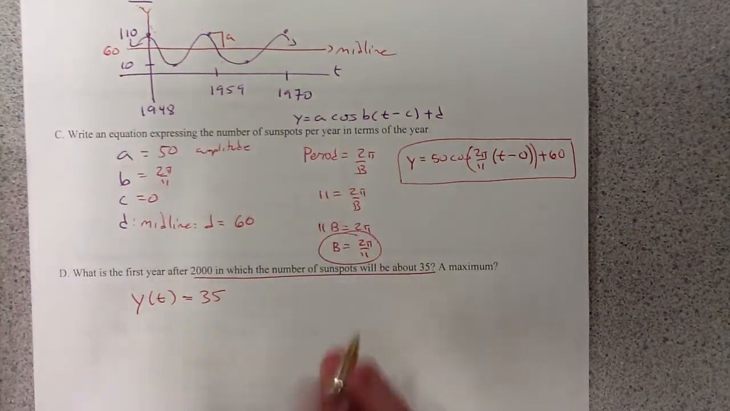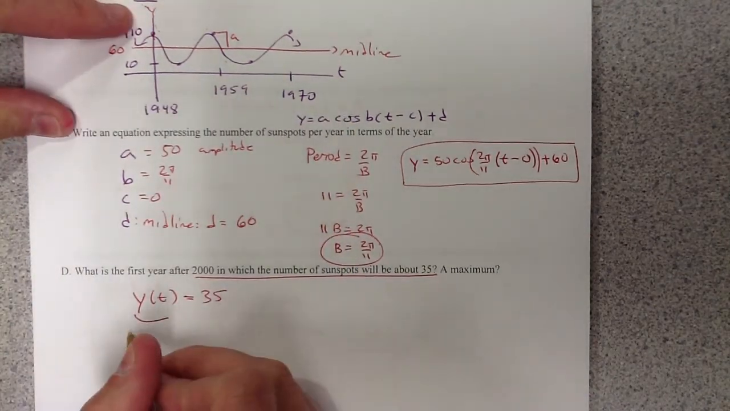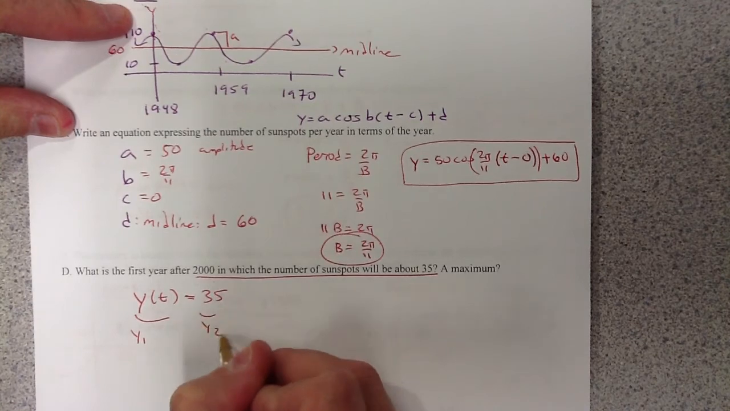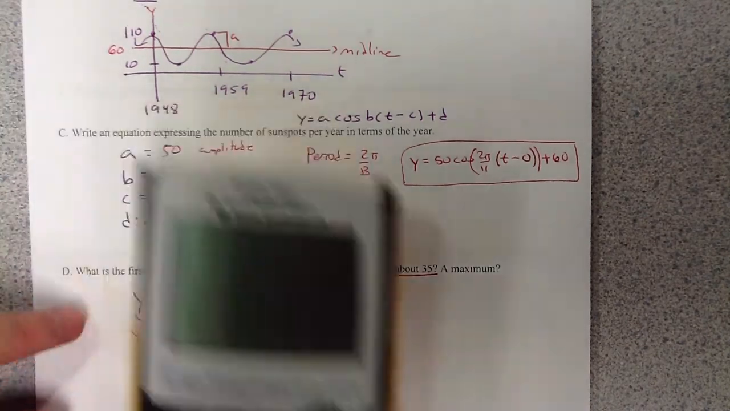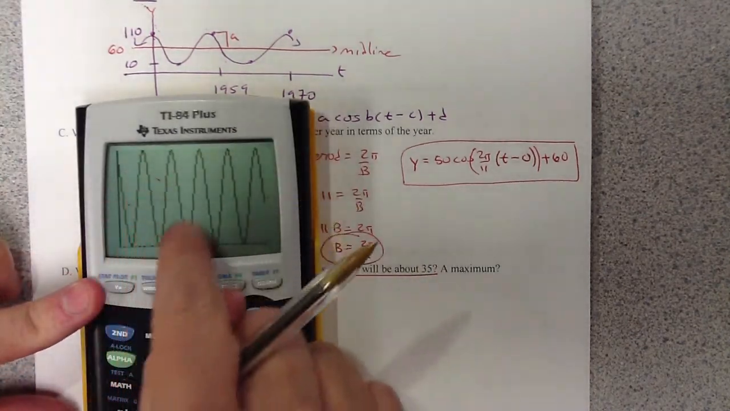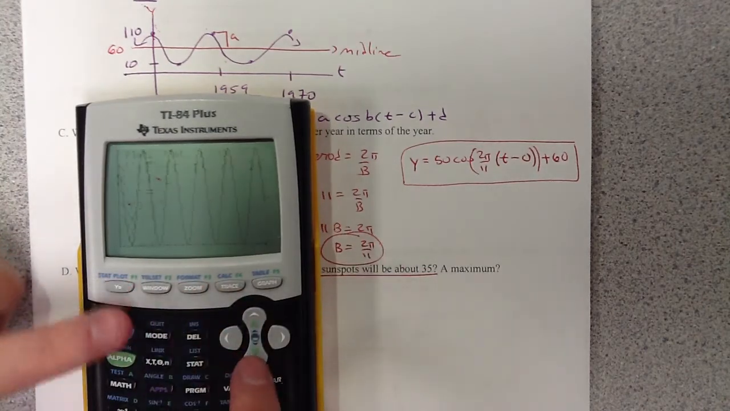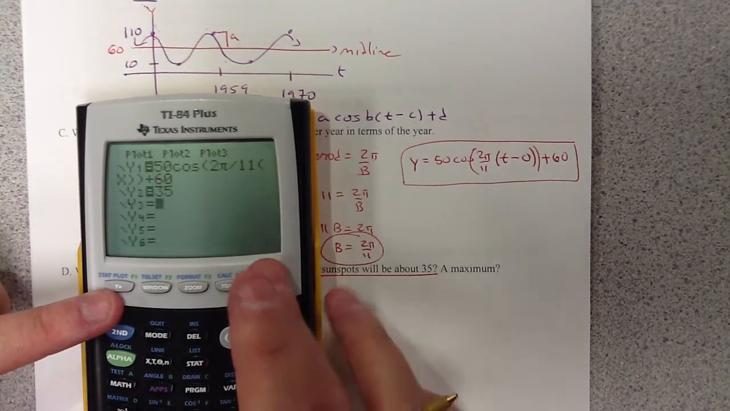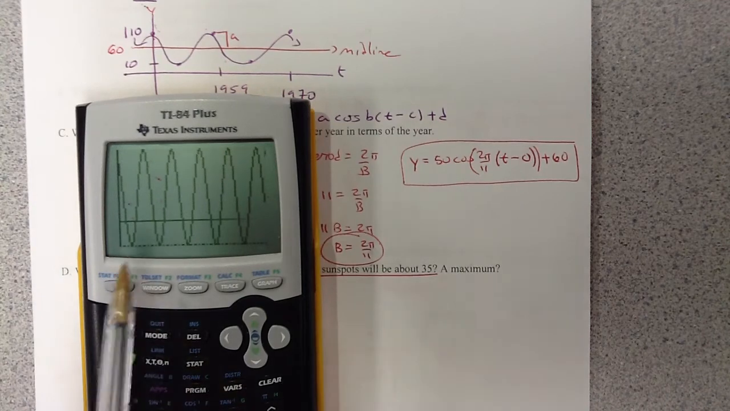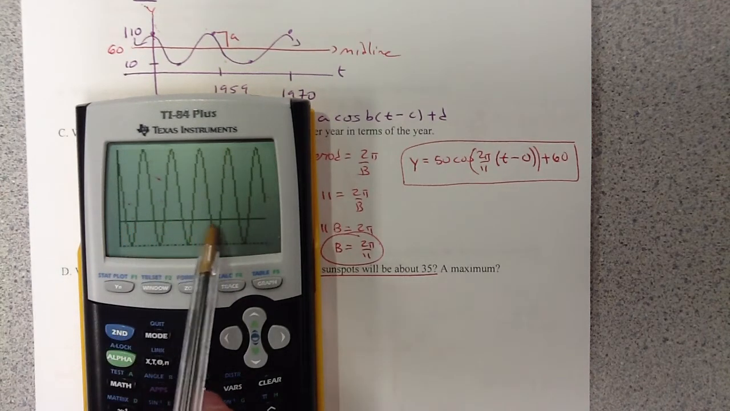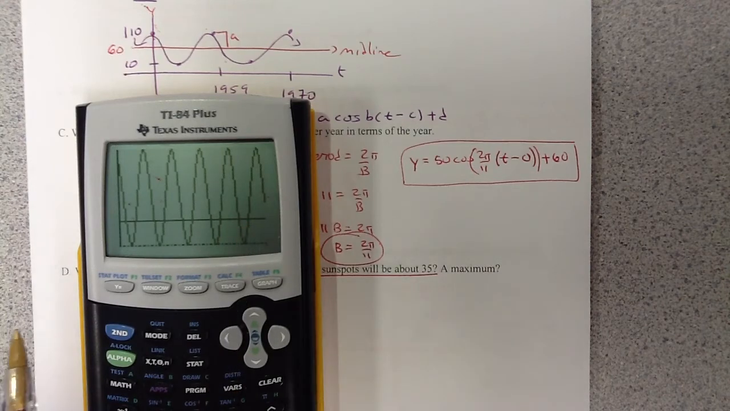Now, we're looking for the intersection. So this is my y1. I'm going to plug that in my y2. I want to find out when this function equals 35. So I go to my y2, type in 35, and I graph it. And there it is. Now, it covers quite a bit. 1, 2, 3, 4, 5, 6, 7, 8, 9, 10. So between 1948 and 2005, it's going to be 35 10 times.